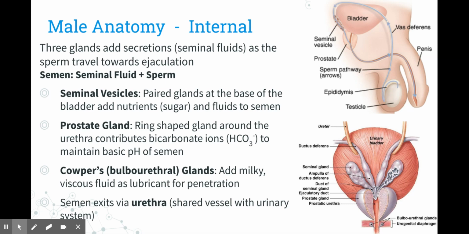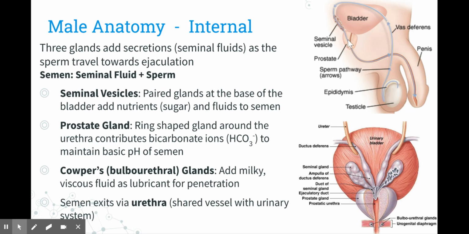The first glands are the seminal vesicles. The job of the seminal vesicles is to add nutrients, primarily sugar, and fluids into the semen. So those sperm rely on ATP produced by mitochondria, and so having a source of sugar is important for them to continue on their journey. So as sperm travels up here in loops, here we have in the seminal vesicle picking up sugar and fluids.